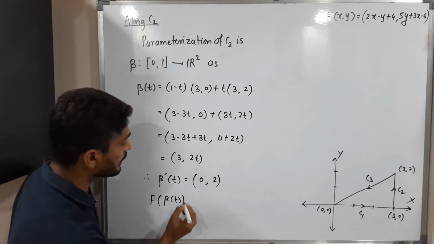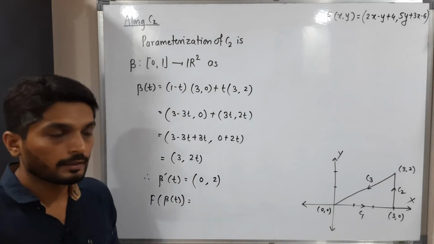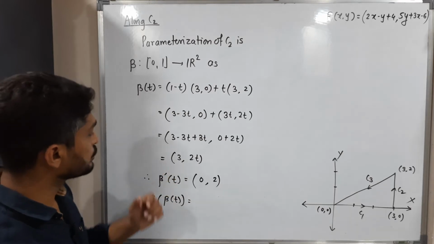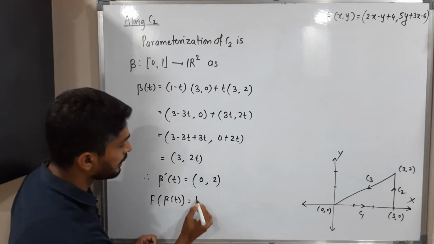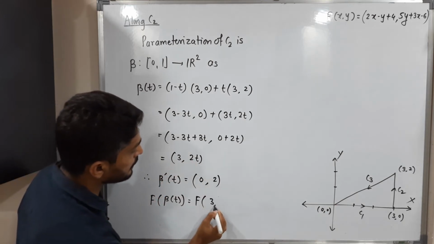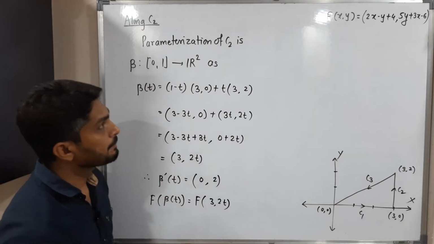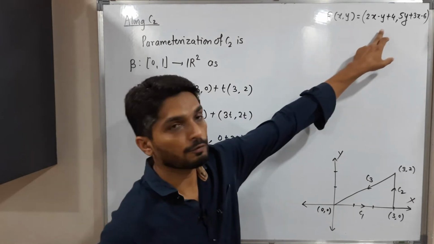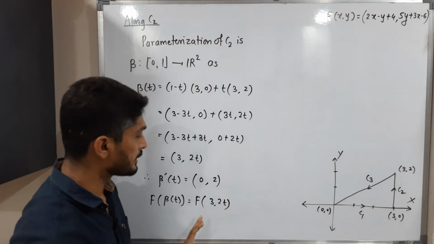All these things are required to find the value of the line integral. In the definition of line integral, we use all these things. So we are finding f of beta of t. Let me put beta of t here. So this is 3 comma 2t. Purposely I have written the definition of f here so you can easily see and answer my questions.